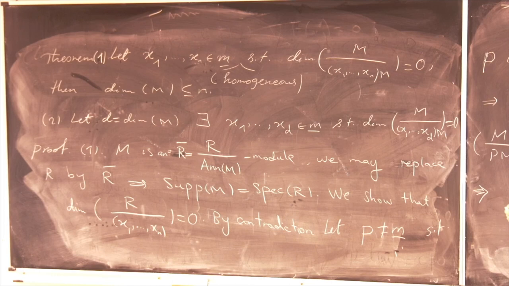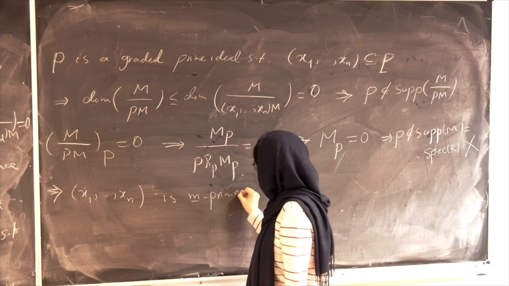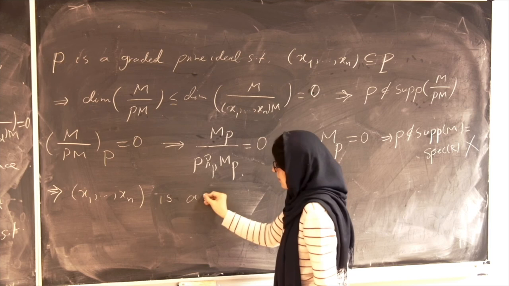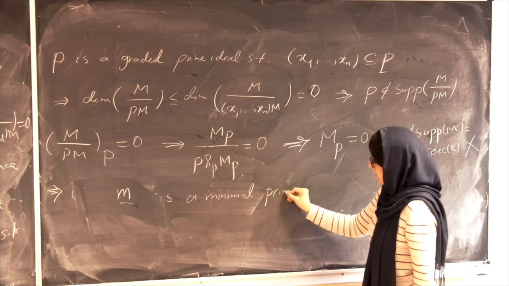And this means that the ideal (x1, ..., xn) is m-primary. Or let's say P is a minimal prime ideal. This is better. P is a minimal prime ideal of this ideal.